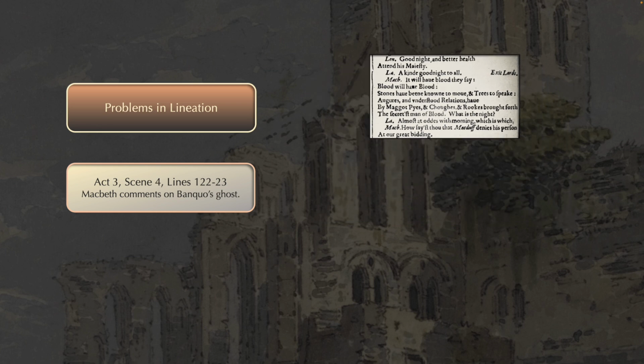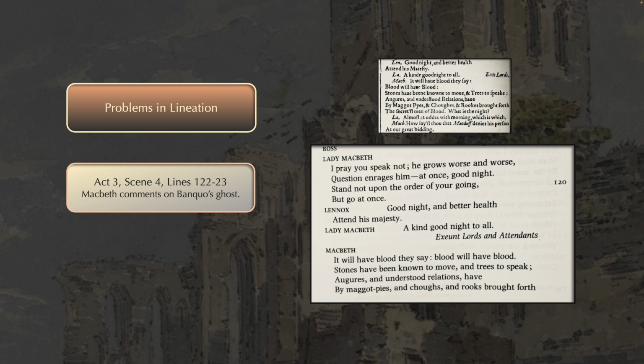And in our Oxford edition, this problem is solved here by putting extra space after Lady Macbeth's name to indicate that her phrase, "A kind good night to all," is part of the line above it that belongs to Lennox, "Attend His Majesty." And that maintains the metrical coherence of the play. And then down below that, Macbeth's line, "It will have blood, they say, blood will have blood," is restored to just one line.